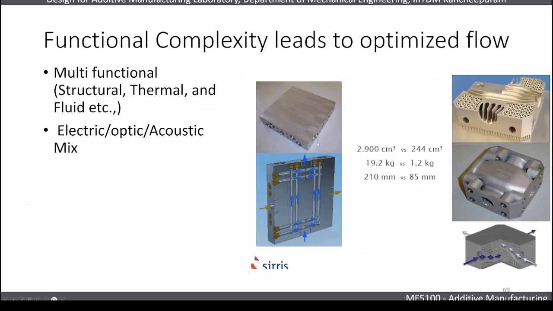And functional complexity, for example: cooling efficiency improves and the thermal load decreases. Instead of having very large cooling towers, and instead of straight channels, when you have a conformal cooling channel, you can see the weight is also reduced from 19.2 to 1.2. The footprint is also reduced to 85 mm from 210 mm. The total volume is also reduced from this to this. You can see that you can have multifunctional structural, thermal, and fluid interactions. These functions are getting integrated into one single part, right?